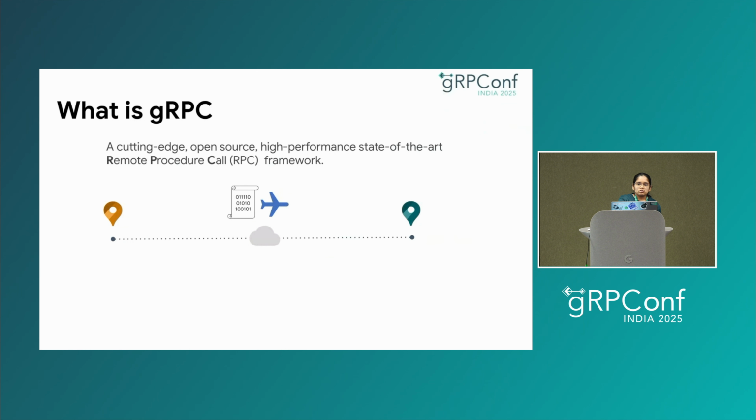So let's start with what is gRPC first. gRPC is an open source, high performance remote procedure call framework. It's easy to use, incredibly efficient, and has become the go-to standard in the industry. In simple terms, think of gRPC as a high-speed delivery service for your data. It quickly and reliably transmits information between your services and applications all over the internet.